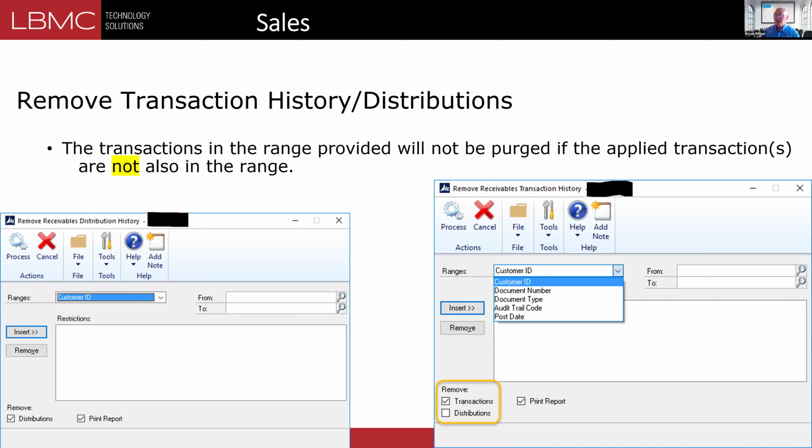And you might think that can't happen, but it can and sometimes does happen. So you really have to make sure you're calm and have silence when you're inserting these ranges, so you don't remove stuff you don't want removed. In sales, we can remove transactions and distributions at the same time. And so again, this is the receivable side.